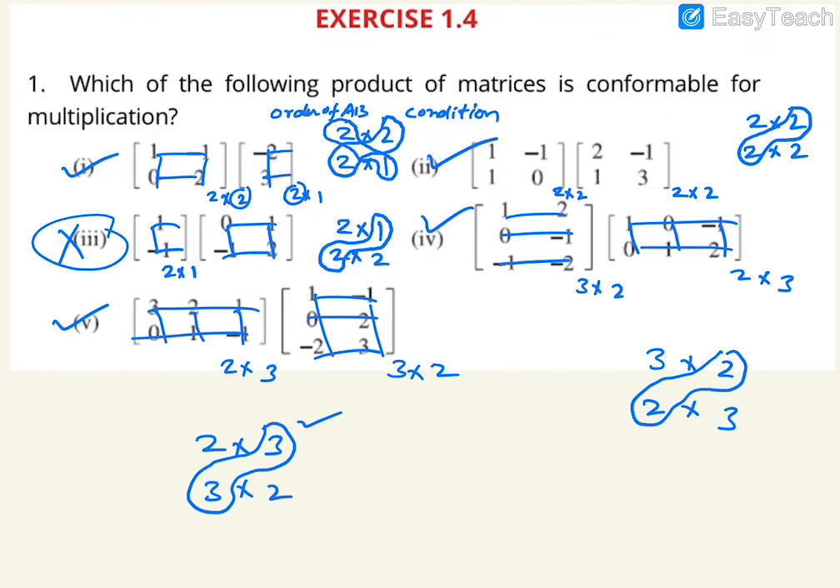How to multiply we will see in the next questions. Here we are just checking the condition. Is multiplication possible or not.